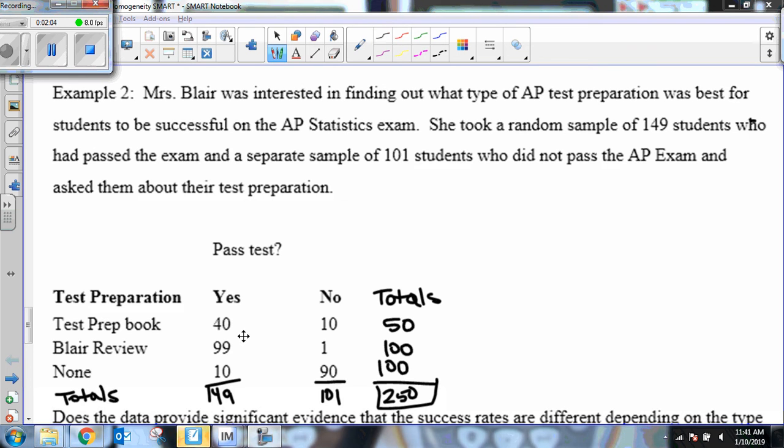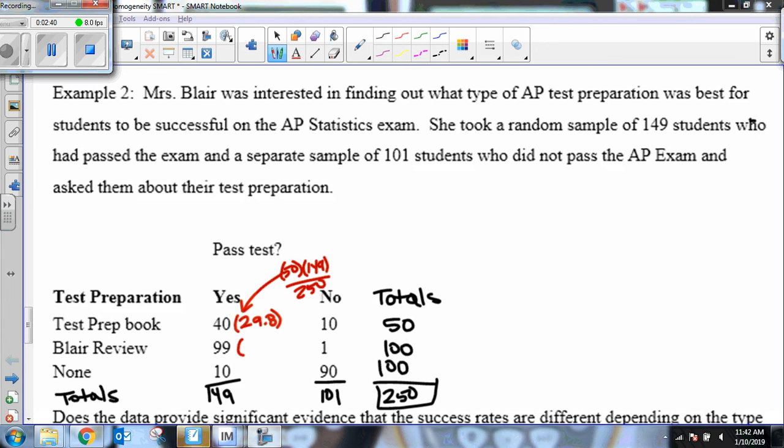I know I'm going to need these later, so I'm just going to do it now. I'll go ahead and put in the work to show you how to find expected counts. Now remember, we take the row total times the column total, and we divide by the grand total. So for this one, I'm going to do 50 times 149, and divide by the grand total of 250. That gives me an expected count of 29.8. That's how many people I would expect to pass, assuming there's no difference, okay?